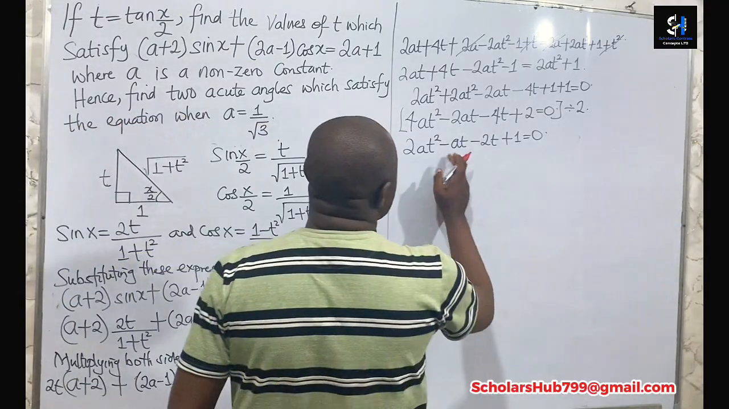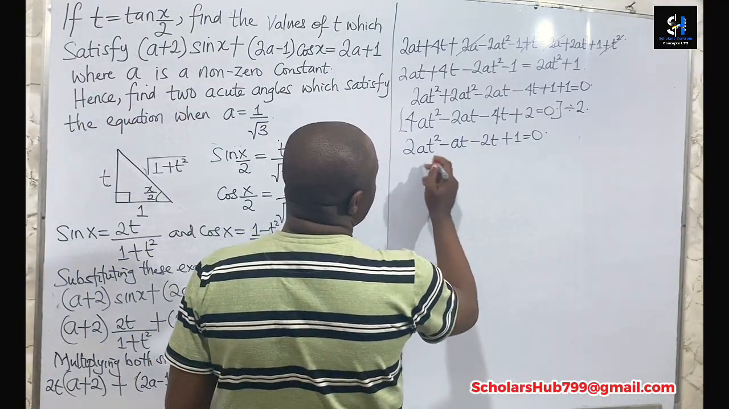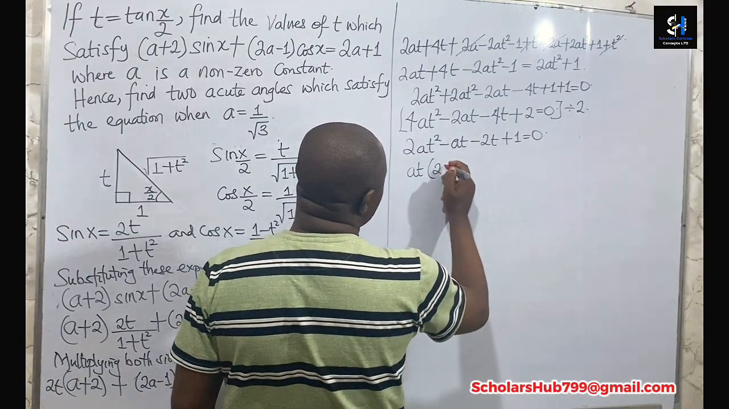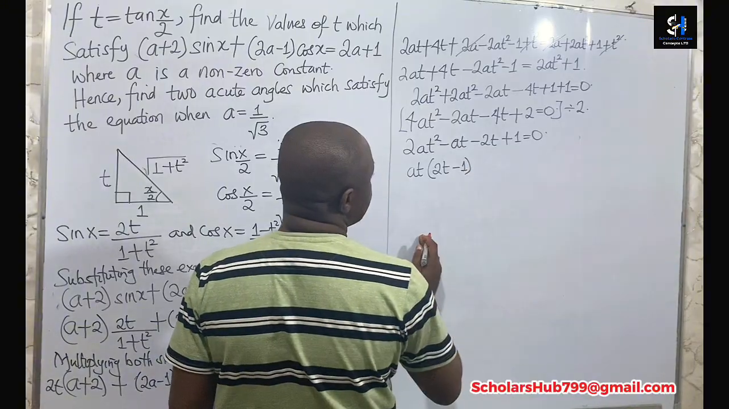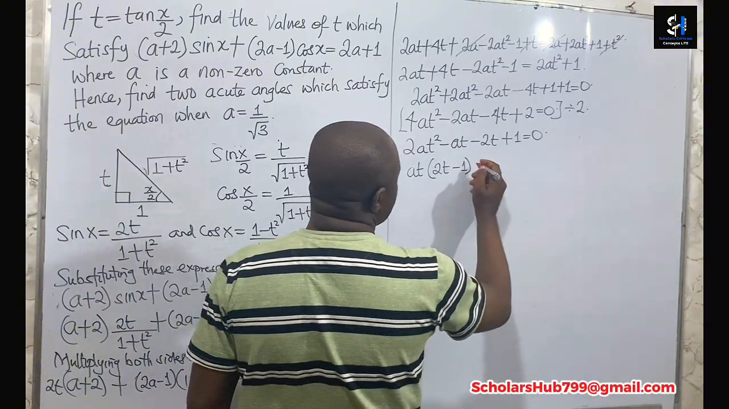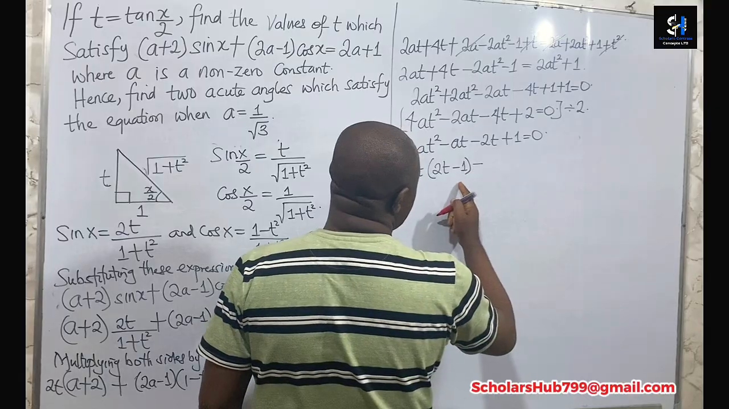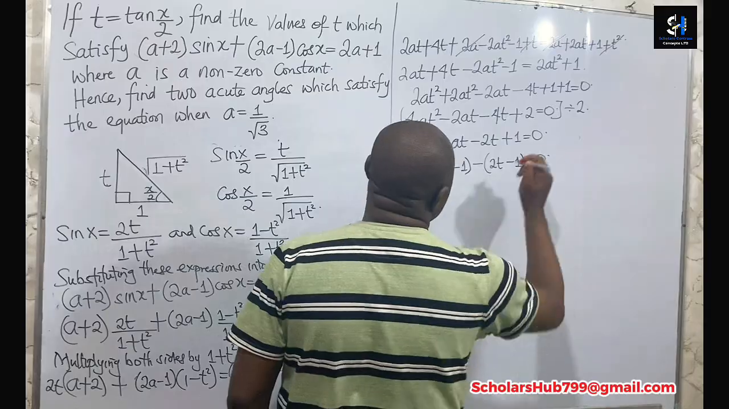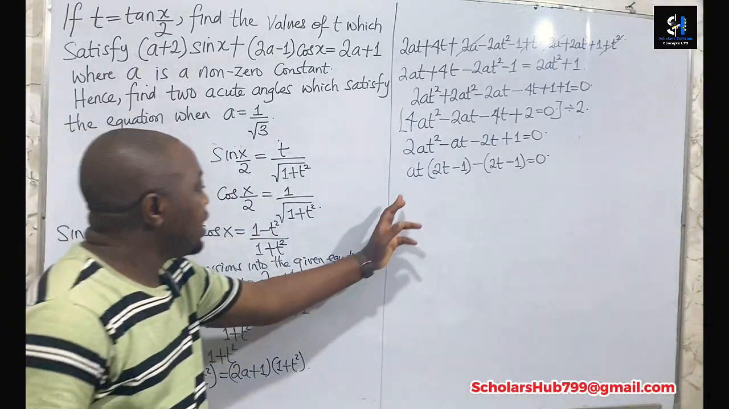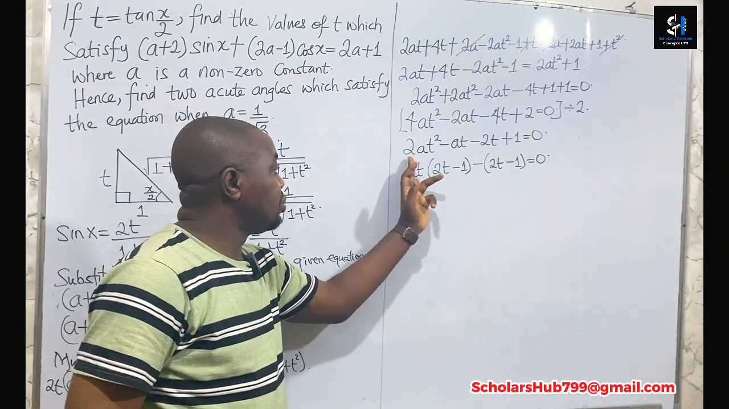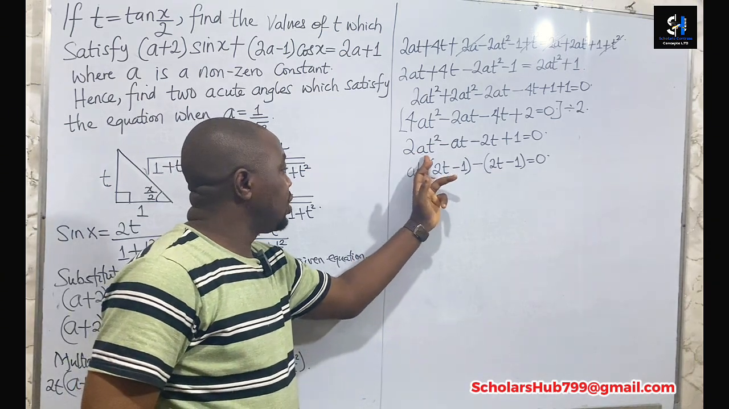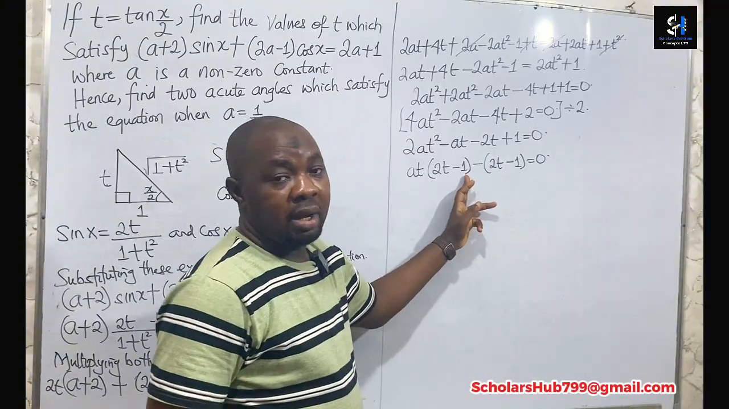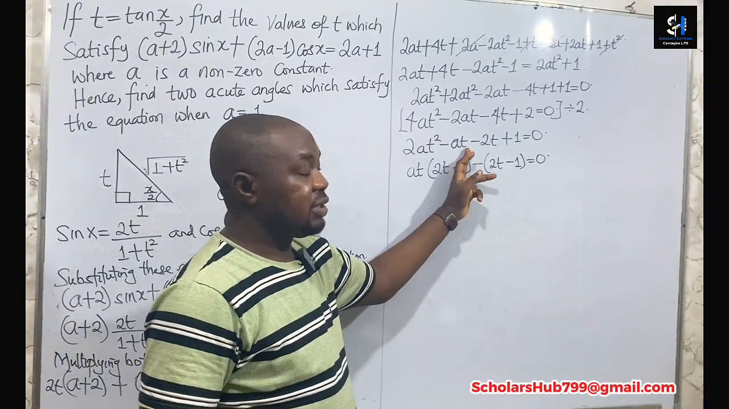All right, so in this case, at is common. So at parenthesis 2t minus 1, minus parenthesis 2t minus 1 equals 0. That is at times 2t, that will give us 2at squared. Then at multiplied by negative 1 will be negative at.